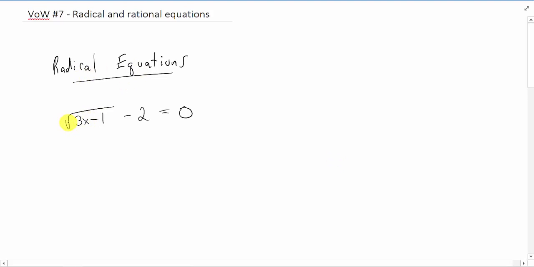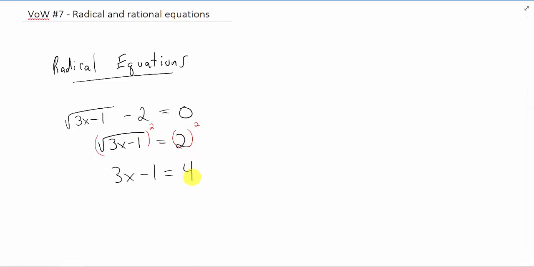Radical equations are ones that have roots in them, and in general the way to start solving these is to get the root by itself. So I'm simply going to add 2 to both sides. Now that this square root is by itself, we can get rid of it by squaring both sides. The square and the square root cancel each other out, and 2 squared is 4. Now we have a very simple linear equation to solve. I'm just going to add 1 to both sides, and I'm going to divide through by 3.